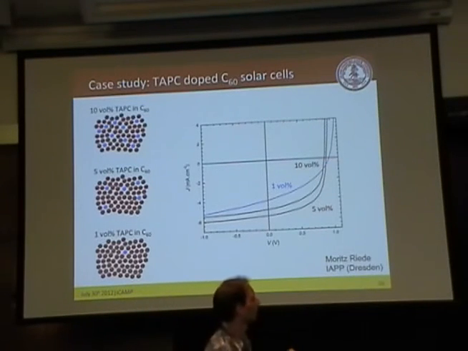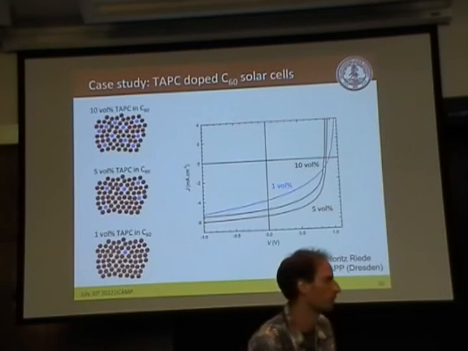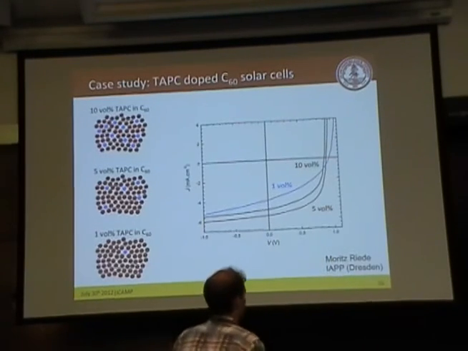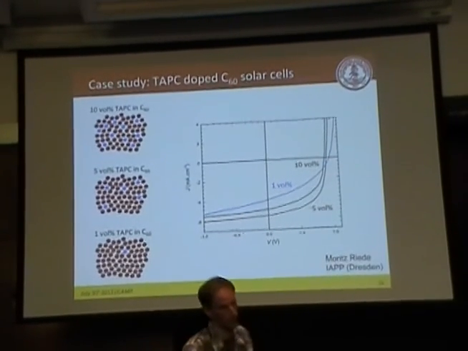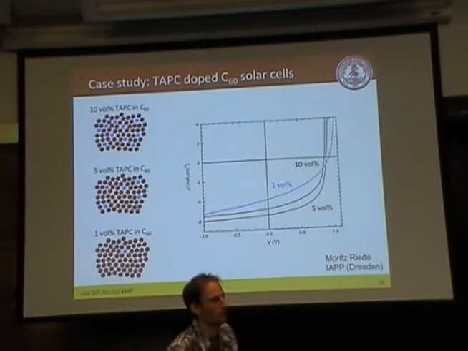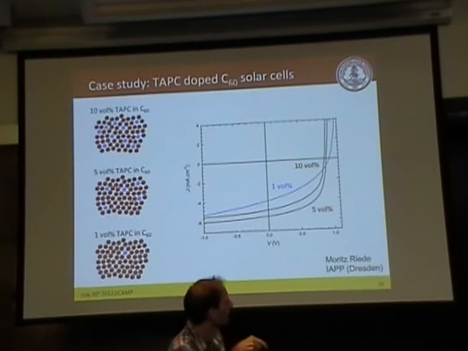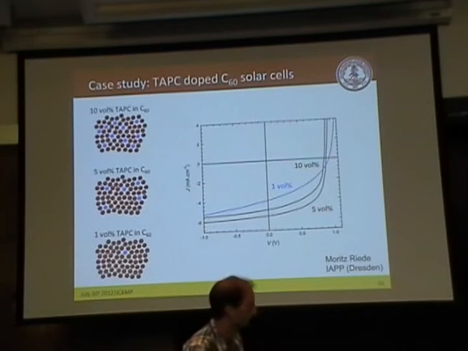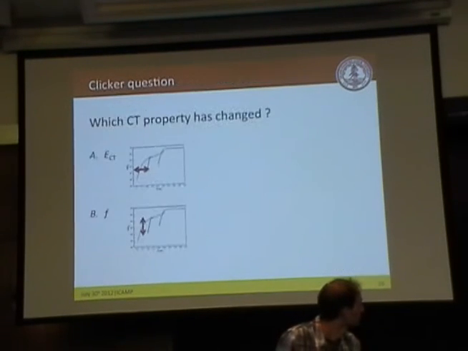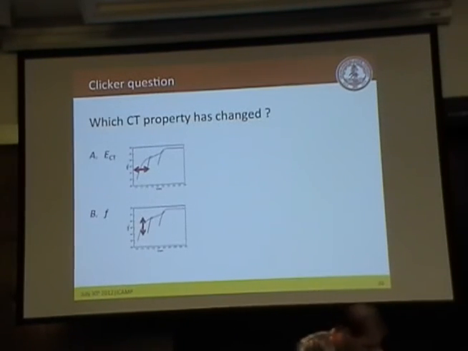The 5% one was actually the best solar cell. In Dresden, they actually confirmed this. They make these devices, and it's really true, the low one works the best. I'm not going to address why the low one gives the highest current. I was mainly interested in the voltage here. You see, for the lower concentrations, you get a higher voltage. So, what do you think? Which one has changed?